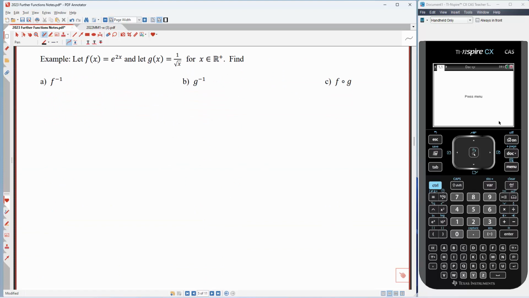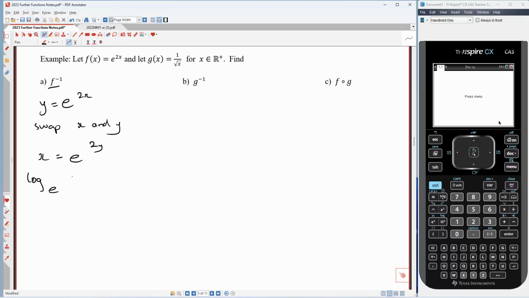Alright, let f of x equal e to the 2x, and g of x equals that. So what we're going to do here is invert f of x. Let's just write y: y equals e to the 2x. Swap x and y. Now you should know that the inverse of an exponential is a log, so this has got to turn into a log somewhere along the line. x equals e to the 2y. We're going to switch to log form.